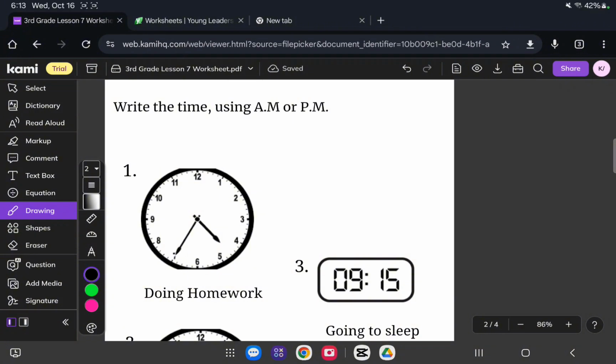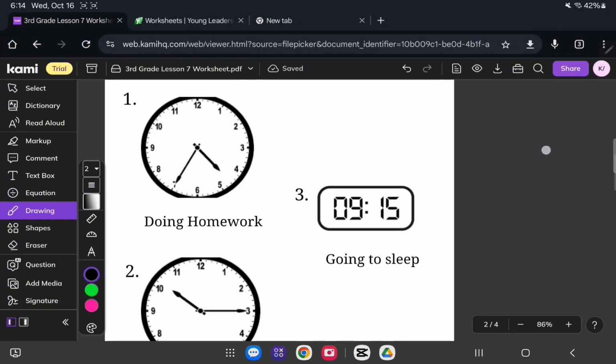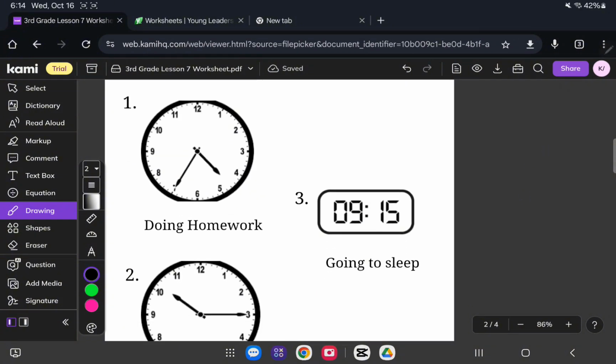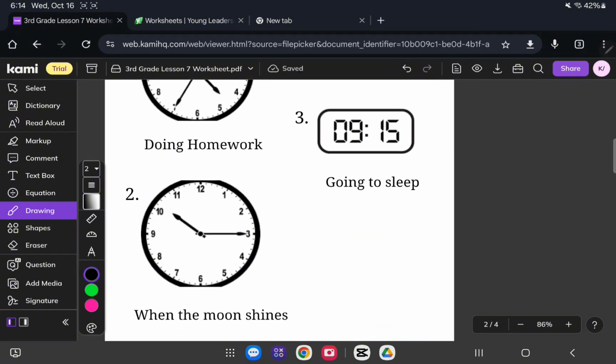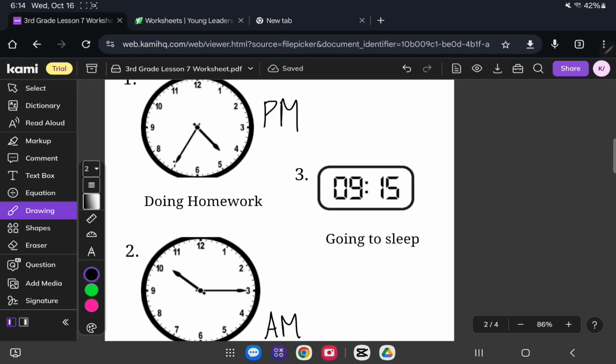Here it says write the time using AM or PM. Doing homework. So we know that we do homework after school, which is around the PMs. So it is PM. Number 2, when the moon shines. This will be AM. And then going to sleep would be PM because we go to sleep at night.